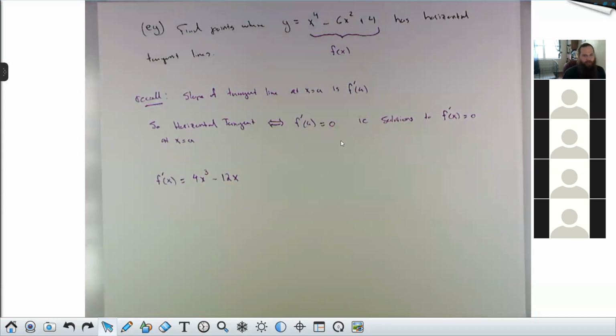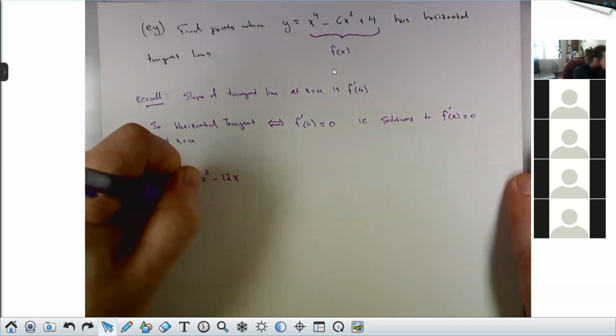This is good. Yeah, let me back up just a little bit. So if we're going to call this thing f of x, then the derivative f prime of x we can calculate using the rules from the section. And yeah, this guy is going to differentiate to 4x cubed, minus 6x squared is going to differentiate to 12x, the plus 4 goes away.